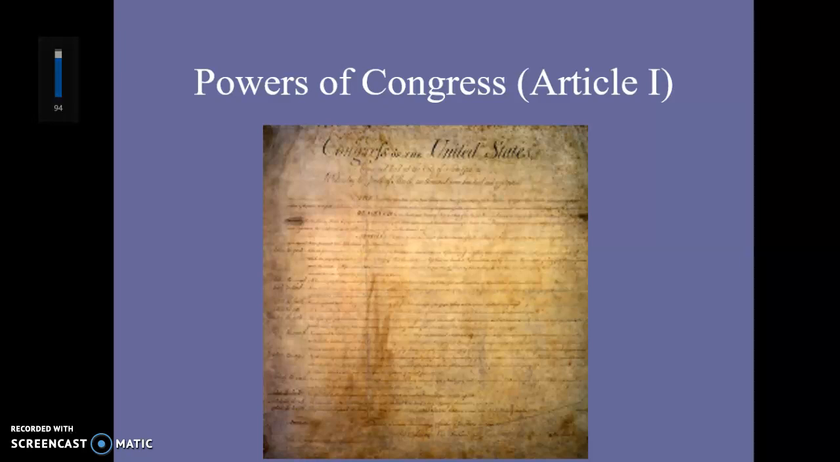And today we will be talking about the powers of Congress, which are located in Article 1 of the US Constitution.